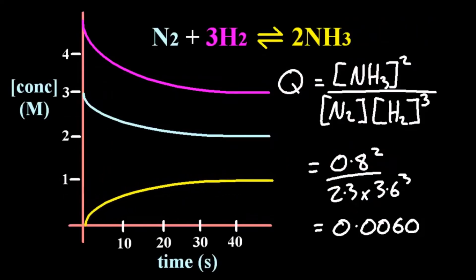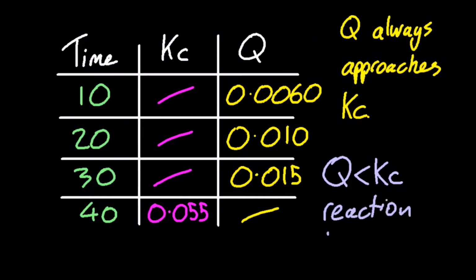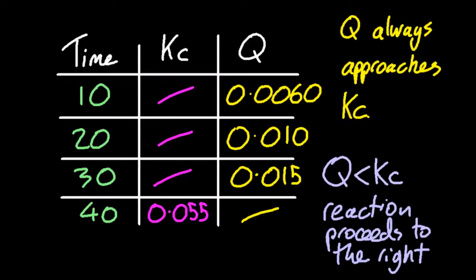Now in our case, as the reaction proceeds, there's more and more ammonia being produced, more and more product being produced. And you can see from looking at the table that if Q is smaller than Kc, which is the case here, then the reaction must be proceeding to the right before it reaches equilibrium. And conversely, if Q is greater than Kc, then the reaction is proceeding to the left until it reaches equilibrium.